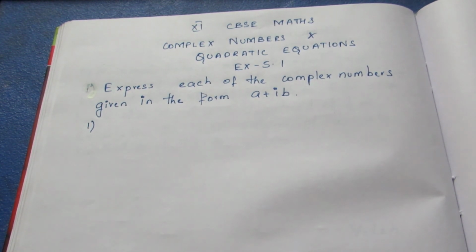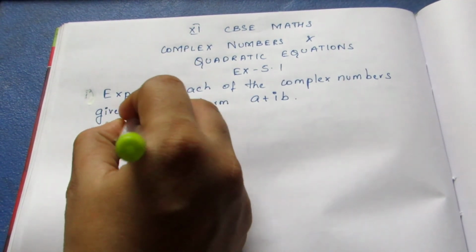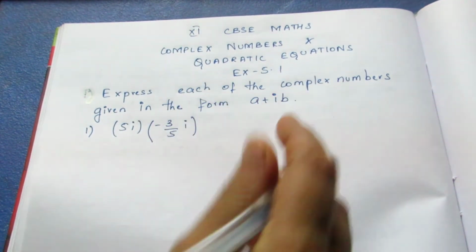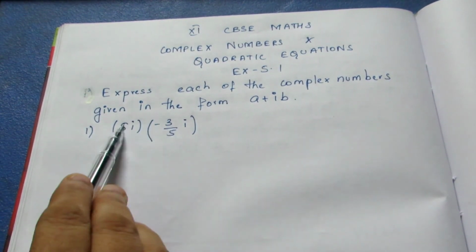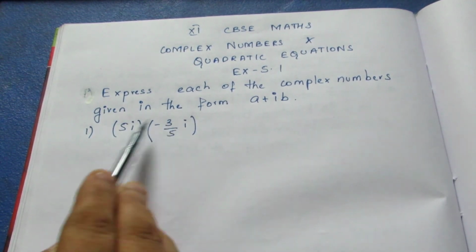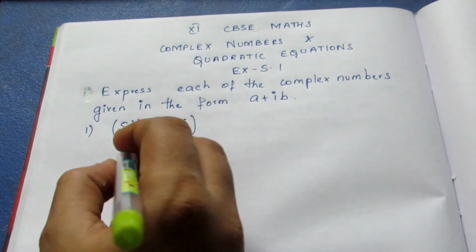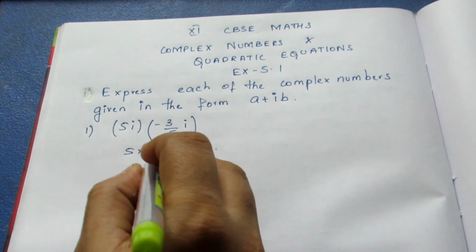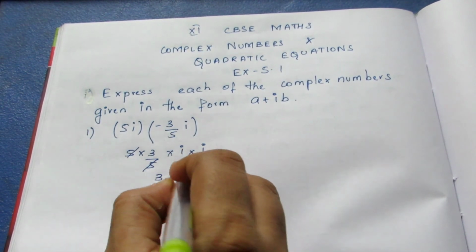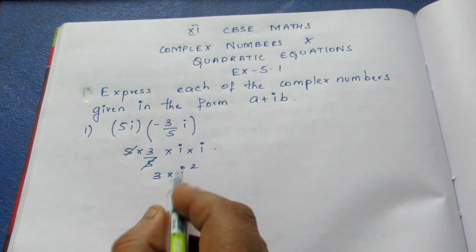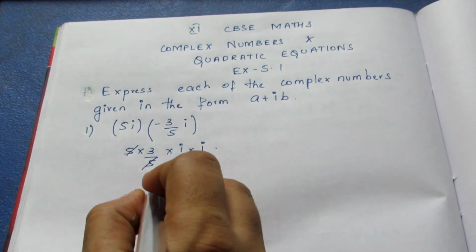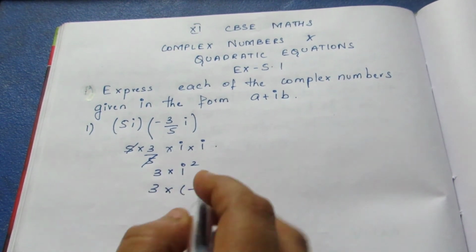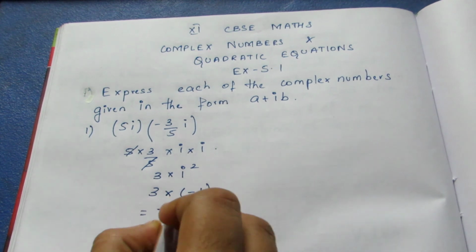In the first question it's given as 5i into minus 3/5 i. Here it is multiplication, so multiply the numbers and the i's, the imaginary part, separately. So this becomes 5 into 3 by 5, and i into i. The 5 gets cancelled, leaving 3 into i square. We know that i square is nothing but minus 1, so 3 into minus 1. If I multiply, I get minus 3.